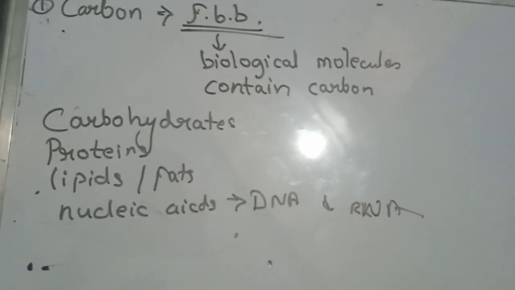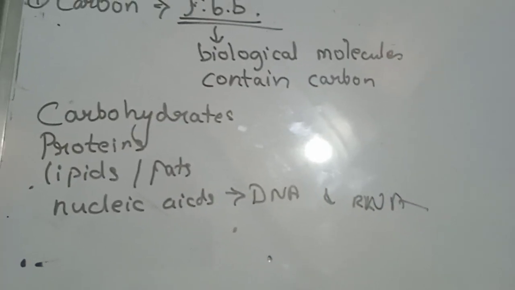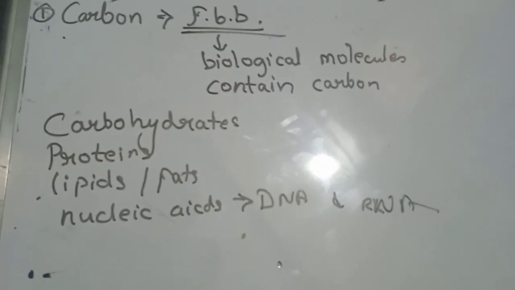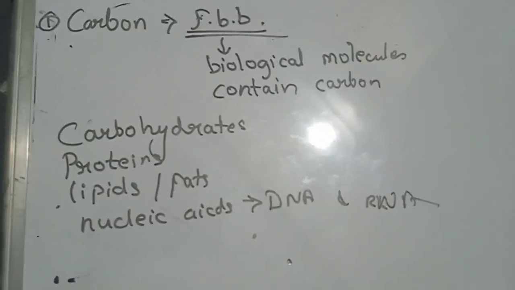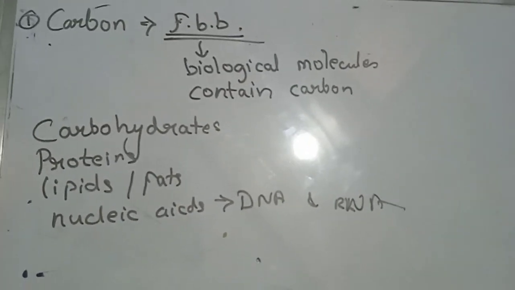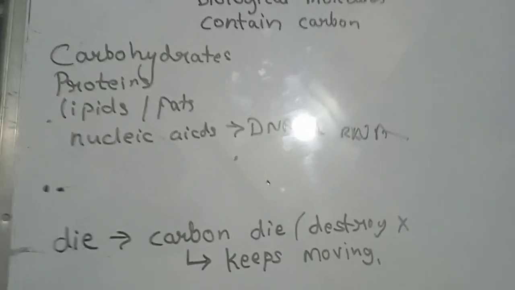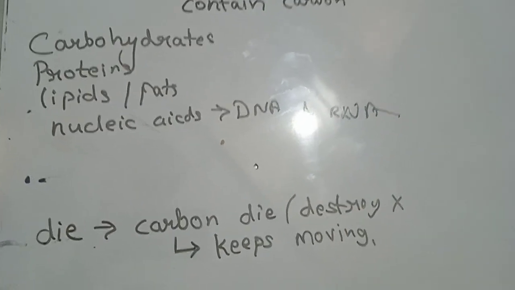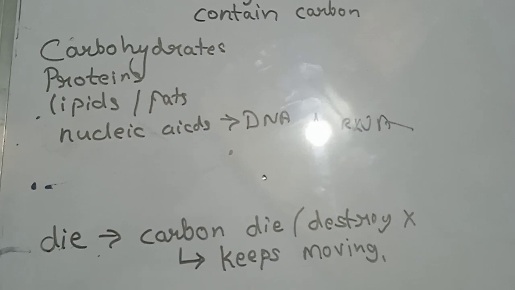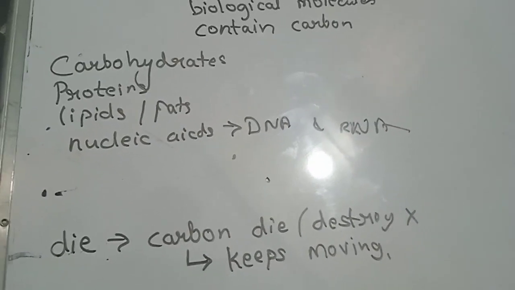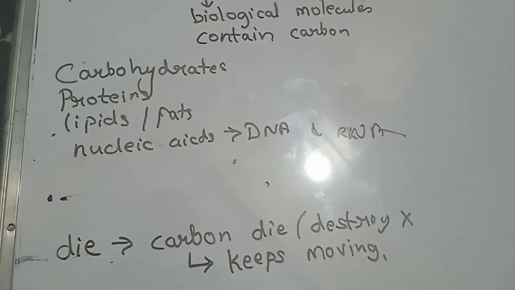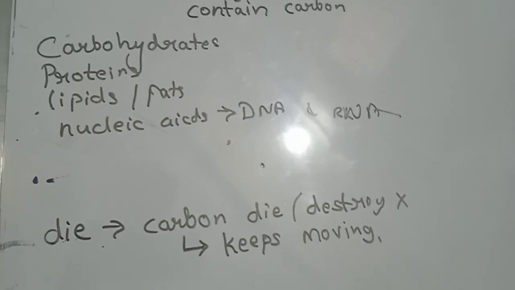For example, carbohydrates such as sucrose and fructose have carbon in them. Proteins, lipids, fats, and nucleic acids like DNA and RNA, they all have carbon in them. So you will say that when we die, carbon will also die. No, because that is the whole point. Why are we studying the movement of carbon? Because carbon never gets destroyed or dies. It never dies. It just keeps moving.